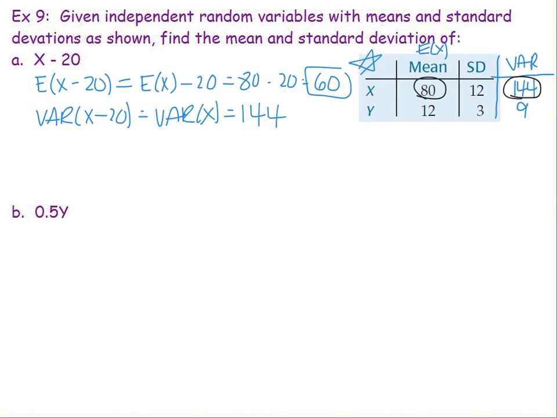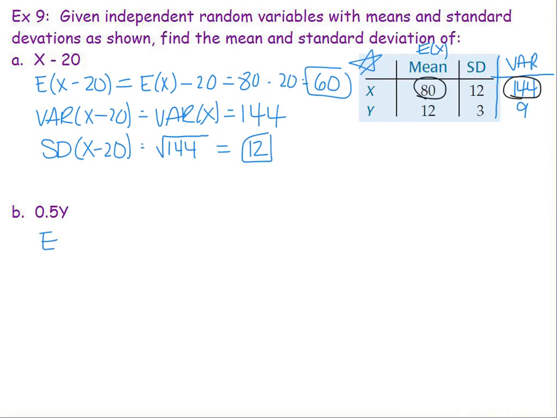And we're done. But we need to find one last thing, the standard deviation of x minus 20. And if you remember, that's simply found by square rooting the variance. And the square root of 144 is 12. So that's how we do those problems. That's not too bad. It's just using the formulas.